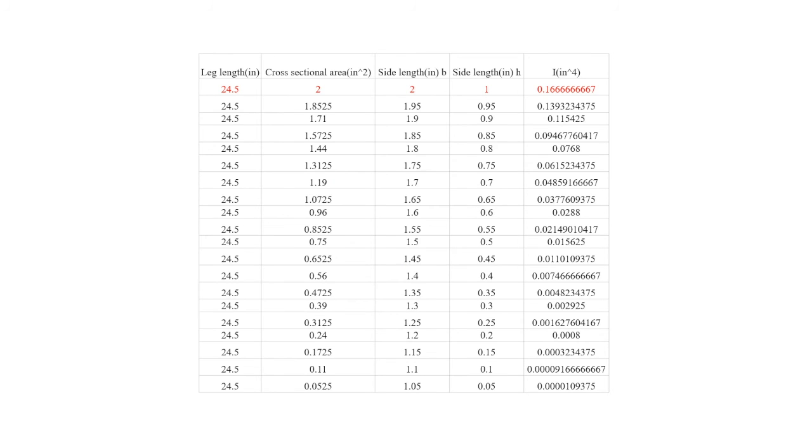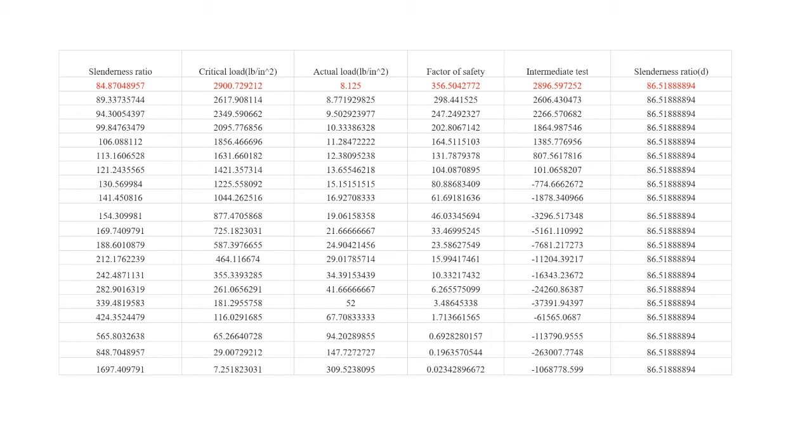This table shows the various moments of inertia for the different cross-sectional areas. This table shows the various factors of safety for the decreasing cross-sectional areas of the leg.